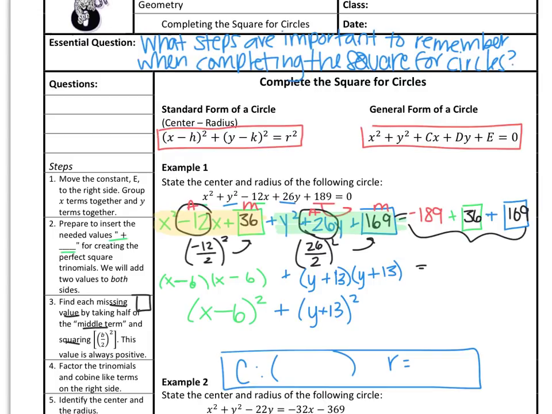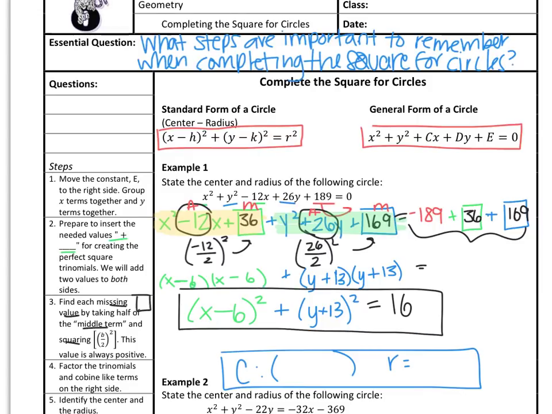So I just type it straight into my calculator. I'm going to carry that number all the way down, and I get 16. We just wrote the equation of a circle: x minus h, parentheses squared, plus y minus k, parentheses squared, equals r squared.